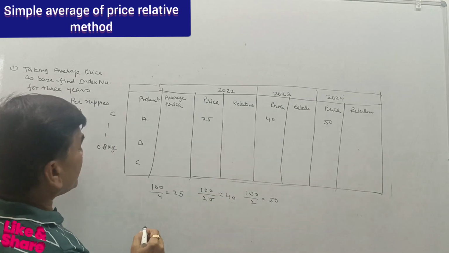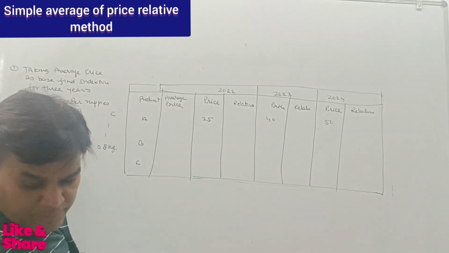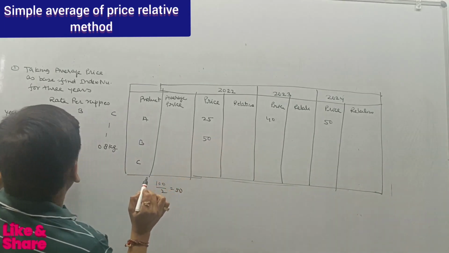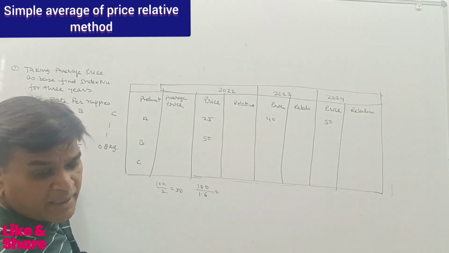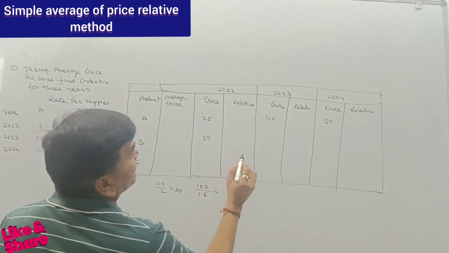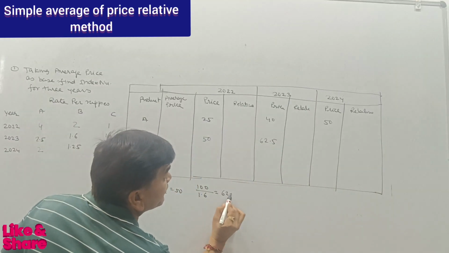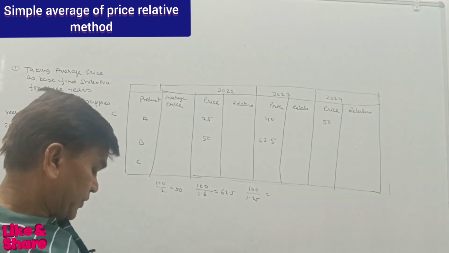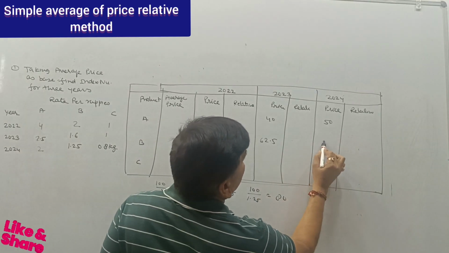I have got this price. Now for B product, first 100 divided by 2 is 50. So this price is 50. Then 100 divided by 1.6 gives the price of 100 kg, which is 62.5. Third one, 100 divided by 1.25 is 80. So we got the price of 80.